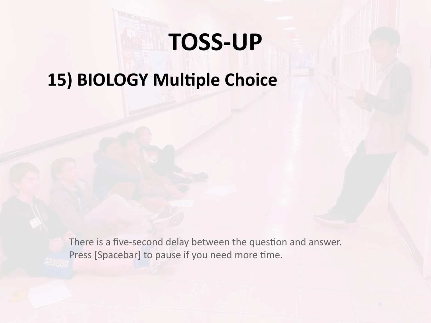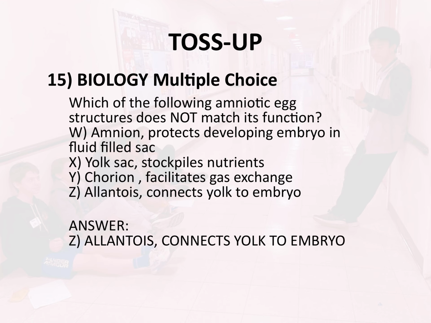Toss-up 15. Biology. Multiple choice. Which of the following amniotic egg structures does not match its function? W. Amnion protects developing embryo in fluid-filled sac. 10. Yolk sac stockpiles nutrients. Y. Chorion facilitates gas exchange. Z. Allantois connects yolk to embryo. Answer. Z. Allantois connects yolk to embryo.